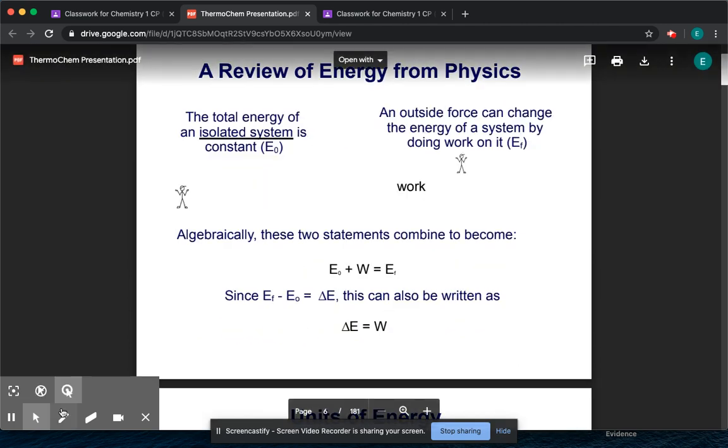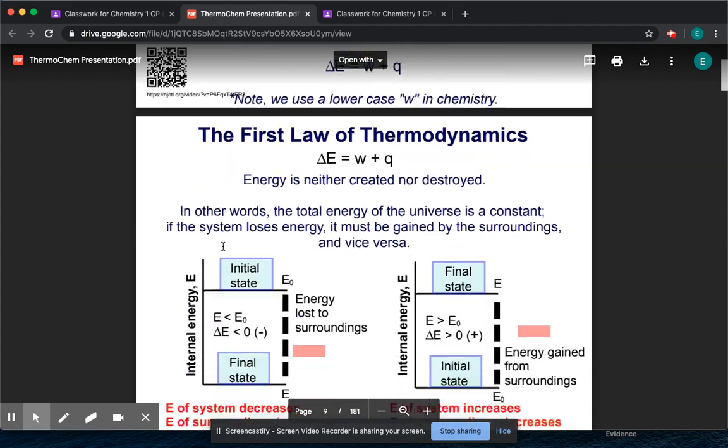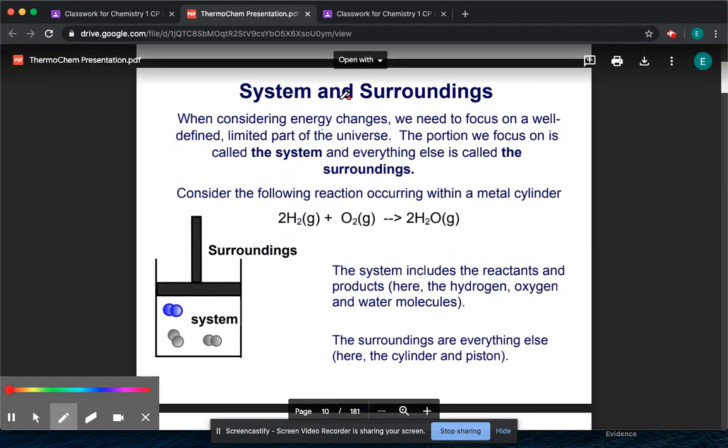Some new vocab that I need you to get down in order to make things easier to explain is the word system. You have a system and you have surroundings. I want to go through this first before I continue. When they're talking about a system, they're just referring to wherever the chemical reaction is taking place. So let's pretend this is our beaker and the beaker has some liquid in it and the reaction is taking place in the liquid. It's happening in here. That is our system.